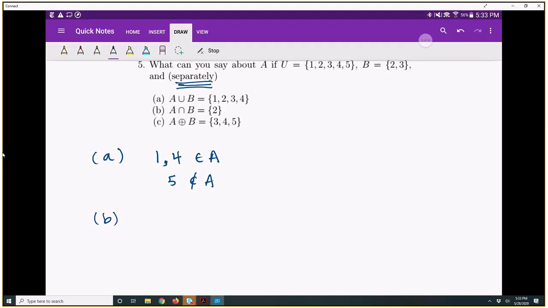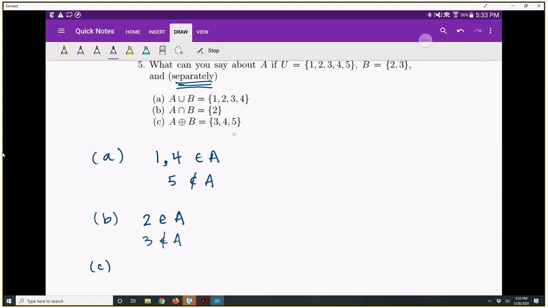When we have the intersection of A and B is equal to {2}, and remember we're doing them separately, so we're no longer assuming that A is true. We're just now assuming that B is {2, 3} and the intersection is {2}, then we know that 2 must be in A because the intersection is all of the elements that are in A and B. And we know that 3 is not in A because if it was, then it would be in the intersection. But we don't know what's going on with 1, 4, and 5. They could be in A or they might not.